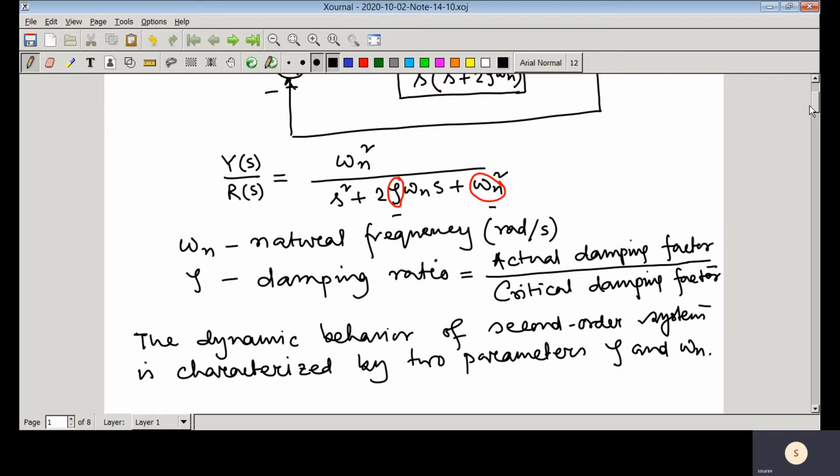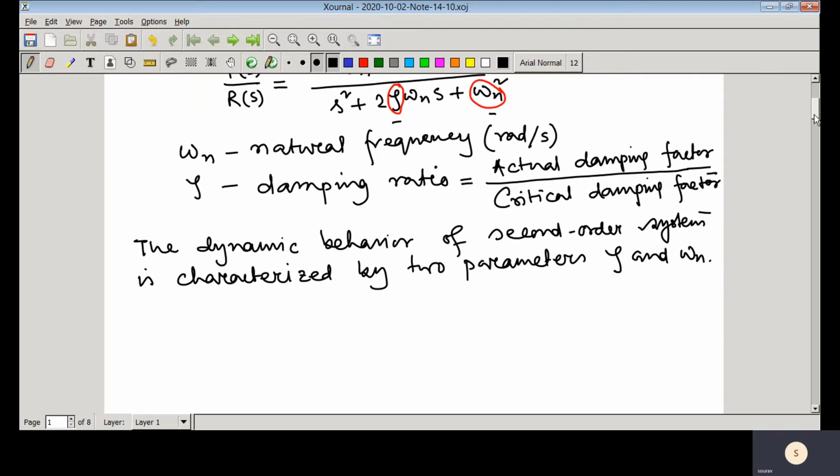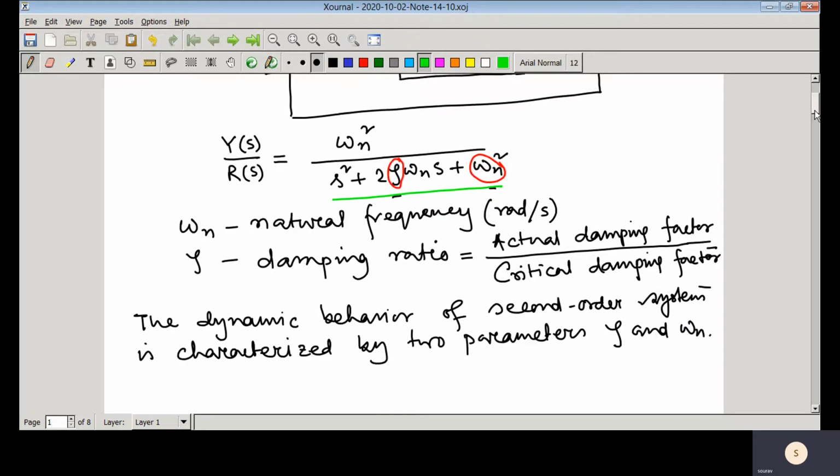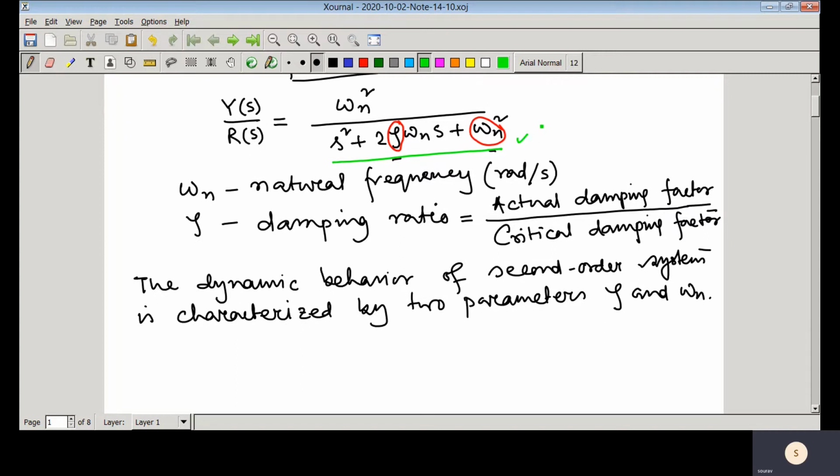So now if we find the characteristic equation of this particular closed loop system, so then we have already learned that if we write the denominator polynomial equal to 0, it gives that characteristic equation. So that is the characteristic equation. If we write characteristic equation, so that is s square plus twice zeta omega n s plus omega n square equal to 0.